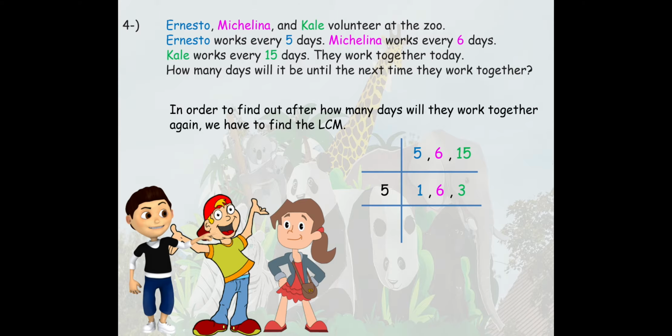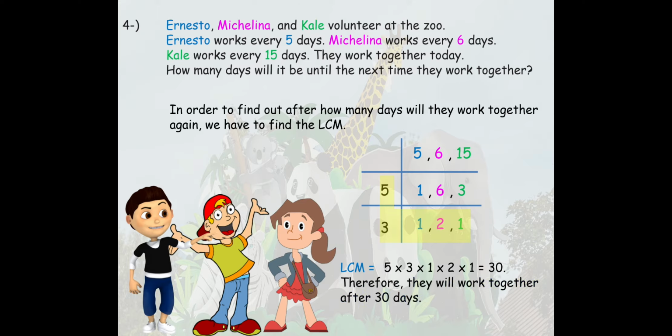We can see that the common factor for 6 and 3 is 3. So now we're going to divide. The 1 stays as it is. 6 divided by 3 is 2, and 3 divided by 3 is 1. Now, in order to find the LCM, we will multiply the numbers on the left and the numbers at the bottom, as shown. They have been marked. So we multiply 5 times 3 times 1 times 2 times 1, and we get 30. Or just 5 times 2 times 3. Therefore, they will work together after 30 days, or a month.